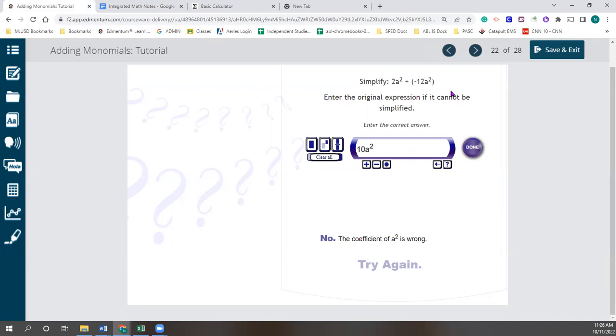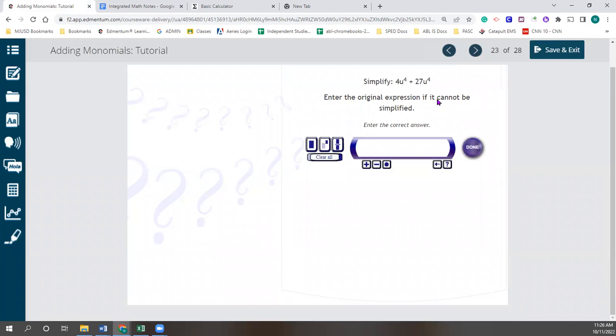A squared. All right, let me try again. So 2 plus -12 should be 10. Oh, it's -10. -10 A, and then I got to get that 2 up there. Exponent 2, or to the second power, done. So very important to watch your signs.